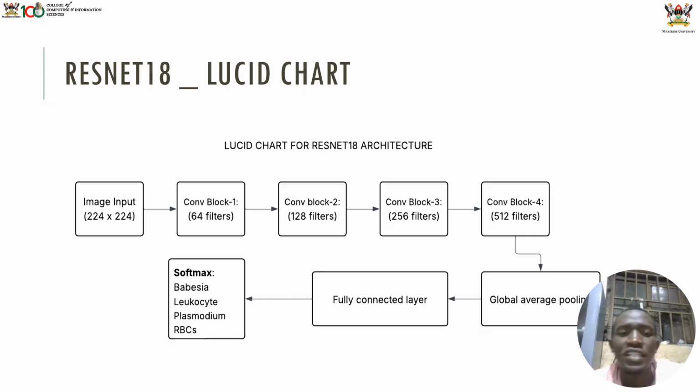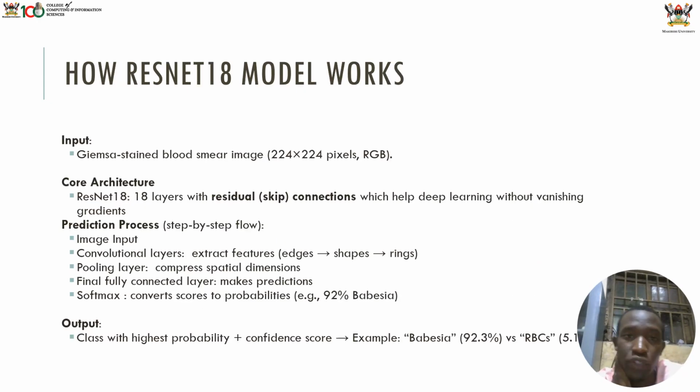Then you have the fully connected layer. This is actually the final layer because it takes the output from the average pooling layer into the final connected layer. And this layer performs the classification task. It outputs the probabilities for each class, for example. Then I'll go to the next part.